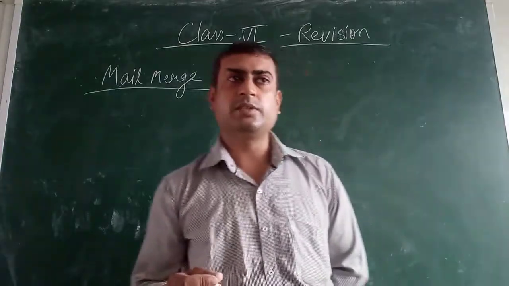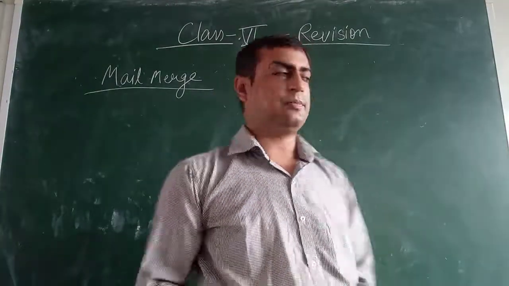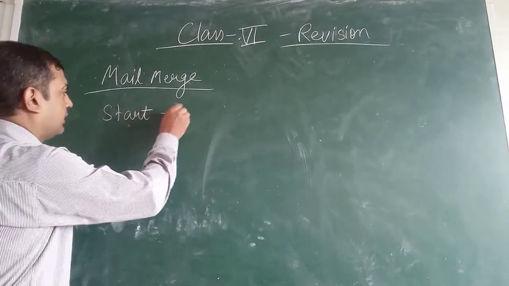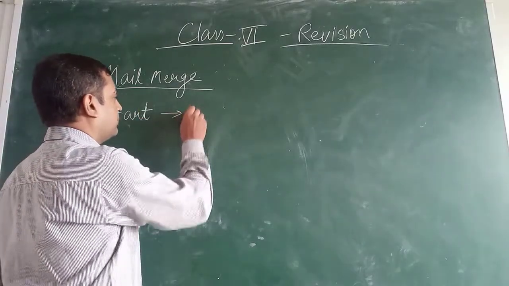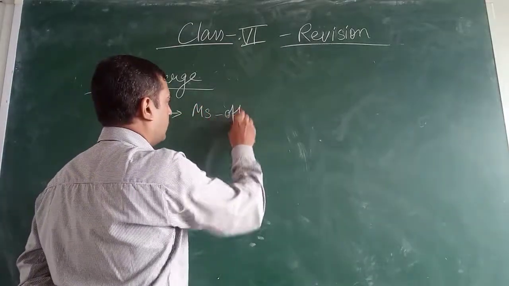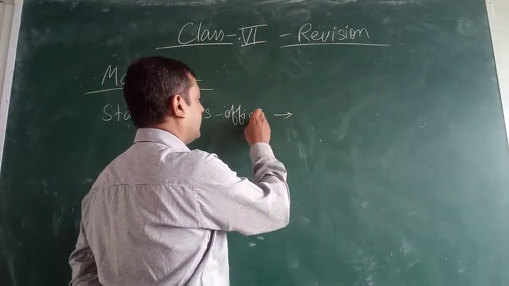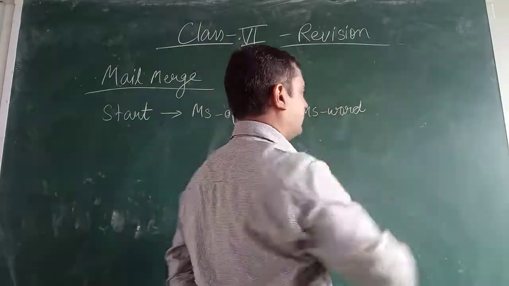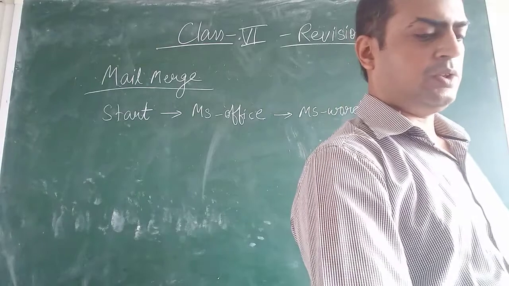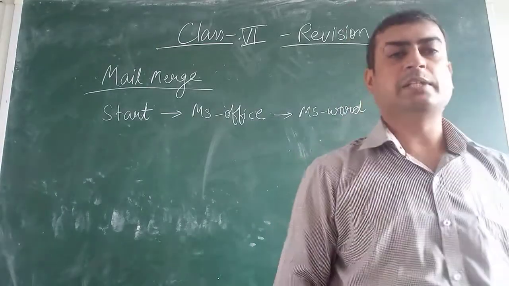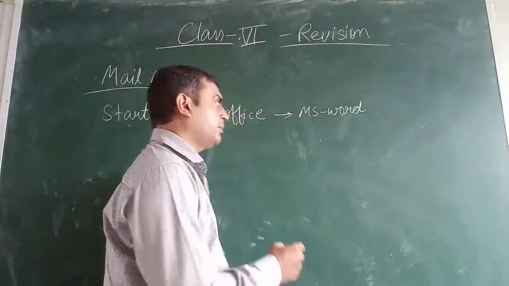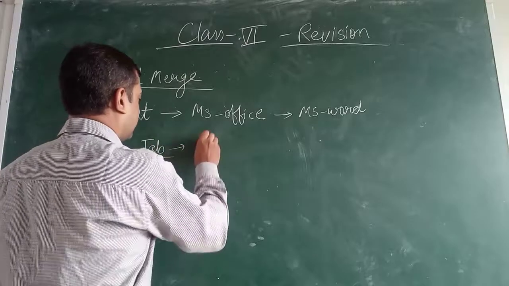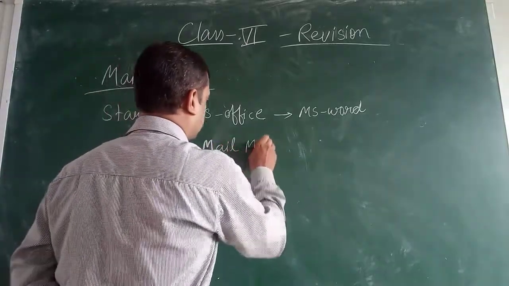So first you have to open MS Word. You can click start, then after start you have to find MS Office, then you have to find MS Word. After finding MS Word, you have to click the mail merge tab at the top. You will get the tab. You have to click the tab mail merge.